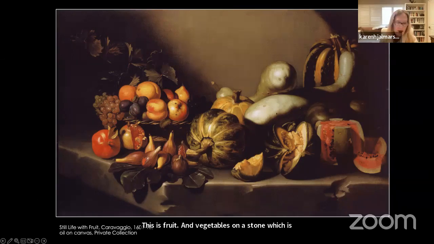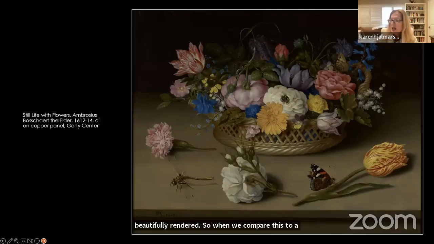So when we compare this to a Dutch or Flemish still life, we'll see quite a different style. And that's where we go to the work of the great Ambrosius Bosschaert. And he was considered probably the pioneer of Dutch still life painting. He was interested in hyper detail.